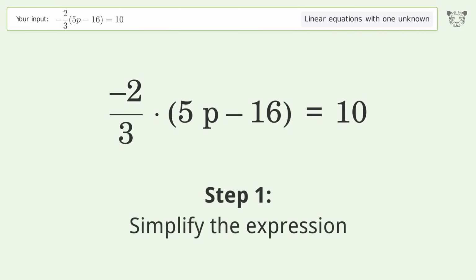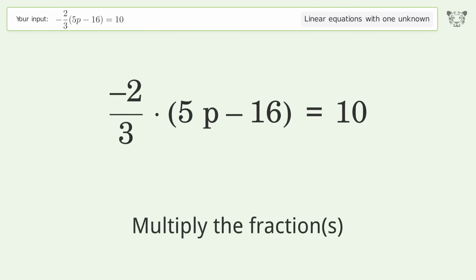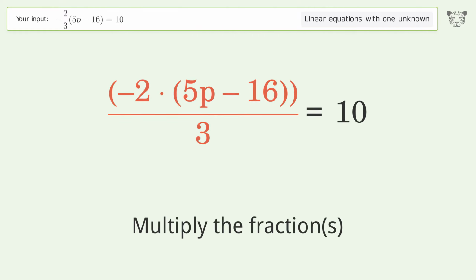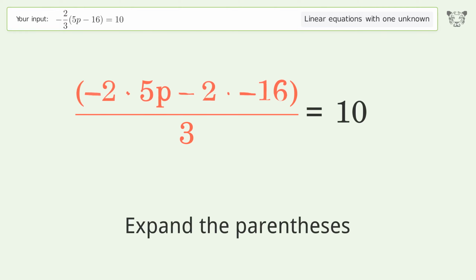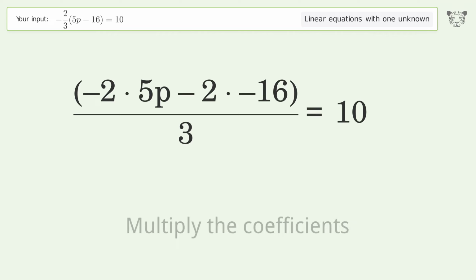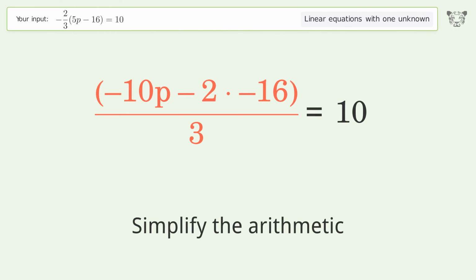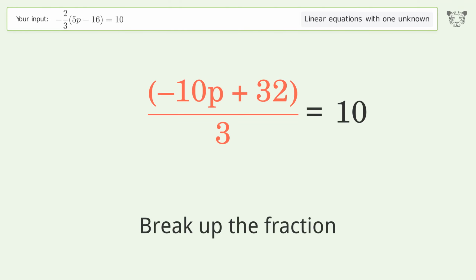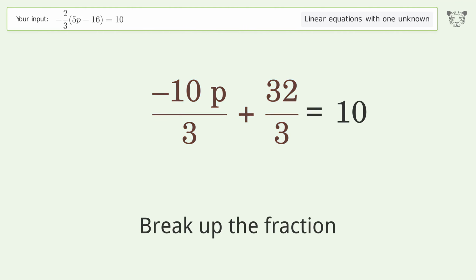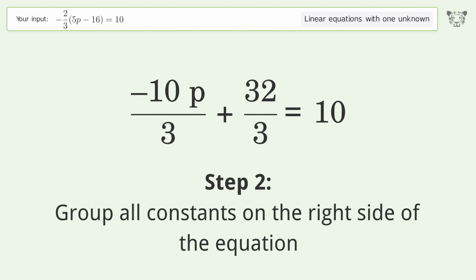Simplify the expression. Multiply the fractions. Expand the parentheses. Multiply the coefficients. Simplify the arithmetic. Break up the fraction. Group all constants on the right side of the equation.